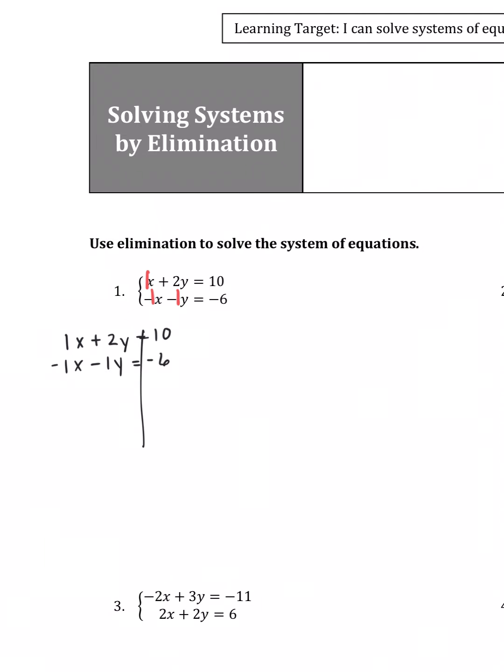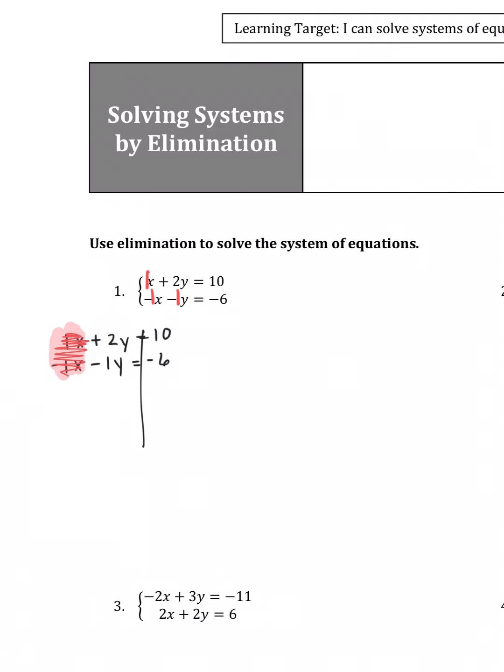Okay, so I want my equals in the same spot. So those are in the same spot. And then I'm just going to add vertically or subtract vertically per column. So let's look at this first column right here. I have a 1x and a negative 1x. Well, 1 minus 1 is 0. So really, those two are eliminated. They're not there anymore because they turned into a 0. So we eliminated those two.